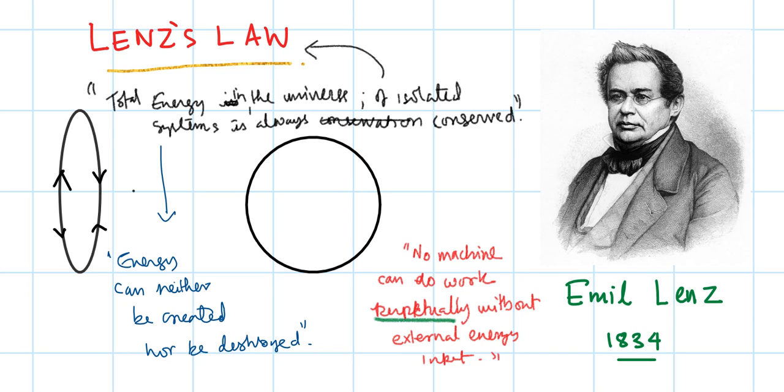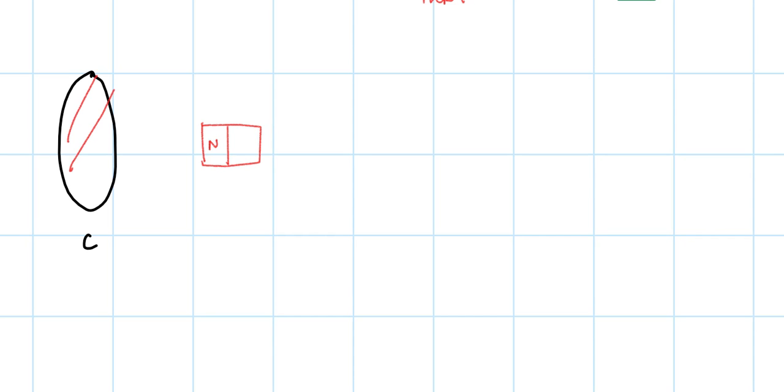So how can we make use of the law of conservation of energy to understand Lenz's law? Let us go into it. Imagine a coil. This is a metallic wire folded into a circular coil shape. Now take a bar magnet with the north pole facing this side of the coil, and the south pole facing away.